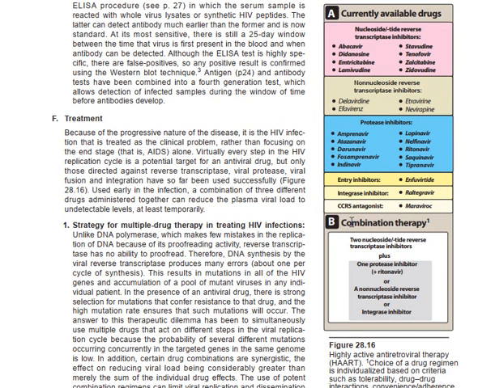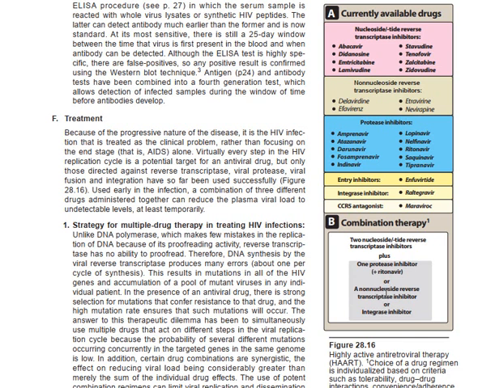Now, the next is efavirenz. We use efavirenz also in Cameroon. Efavirenz is this one, as you can see. Is it clear? Efavirenz is a non-nucleoside reverse transcription inhibitor. That's why in the combination you can also use a non-nucleoside reverse transcription inhibitor.